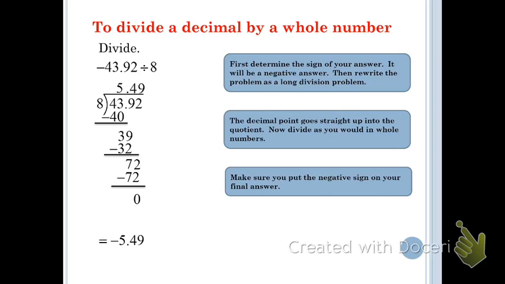Negative 43 and 92 hundredths divided by 8. First, determine the sign of your answer. It will be a negative answer since our signs are different. Next, rewrite the problem as a long division problem. The decimal point goes straight up into the quotient. Now divide as you would in whole numbers. Make sure you put the negative sign on your final answer. Your quotient is negative 5 and 49 hundredths.